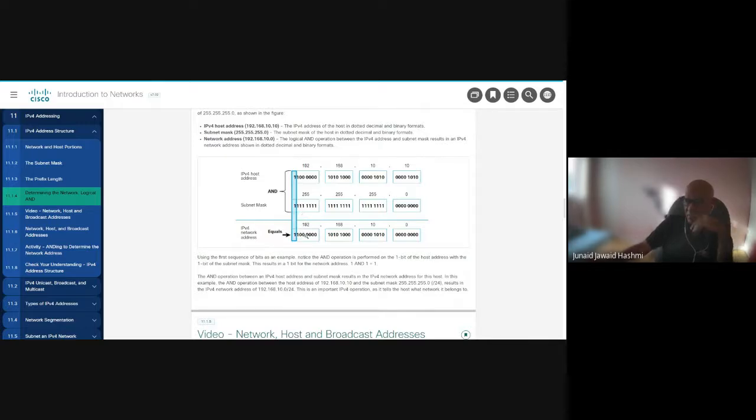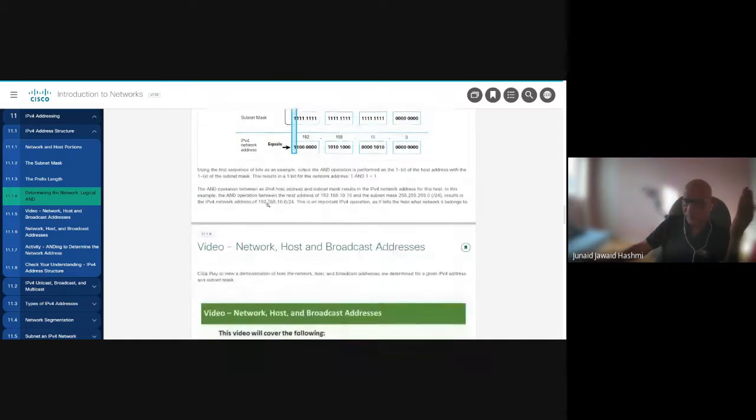This is how it works: 1 AND 1 equals 1, 0 AND 1 equals 0. So the only time it equals 1 is when both are 1. And this gives you the network address. So the ANDing process is used by your computer to determine where to send the packet: either to its destination in the local area network, or to the router. Okay.